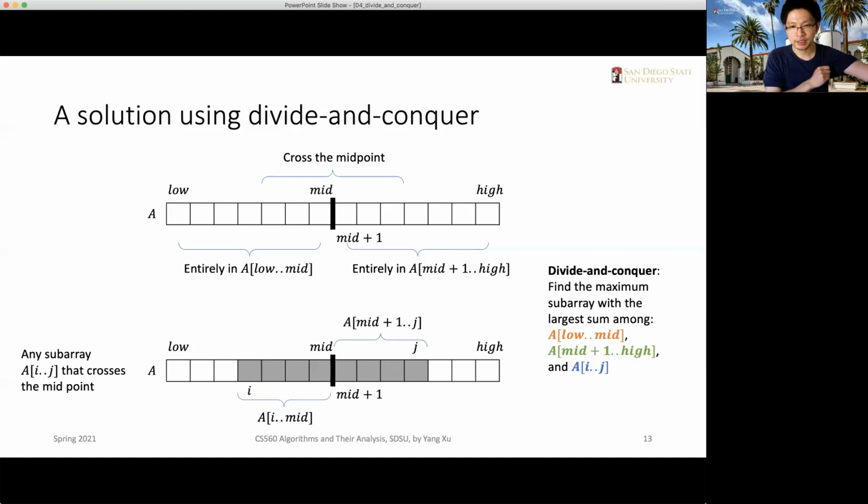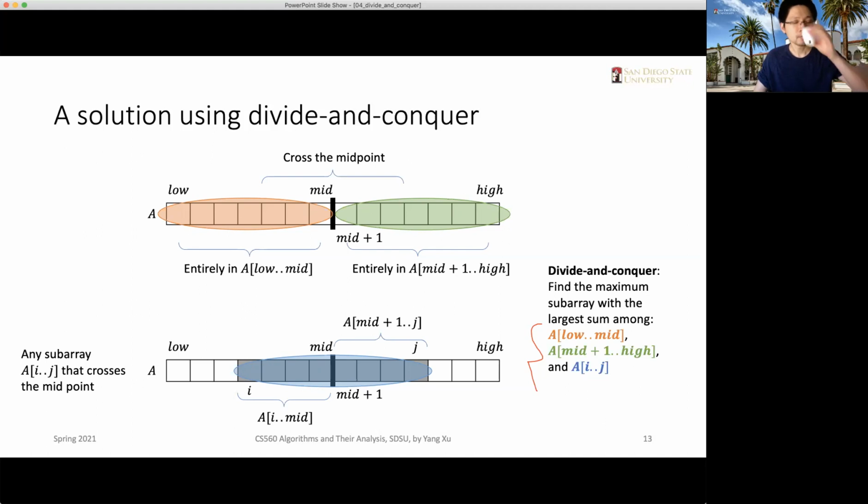Then we are actually trying to find the maximum subarray with the largest summation among three cases, right? The first case is from low to mid. The second case is from mid plus 1 to high, and the third one is from i to j. We are comparing these three parts, and we try to find the subarray that has the largest summation among the three cases. So this slide is basically a visualization of the previous slide.